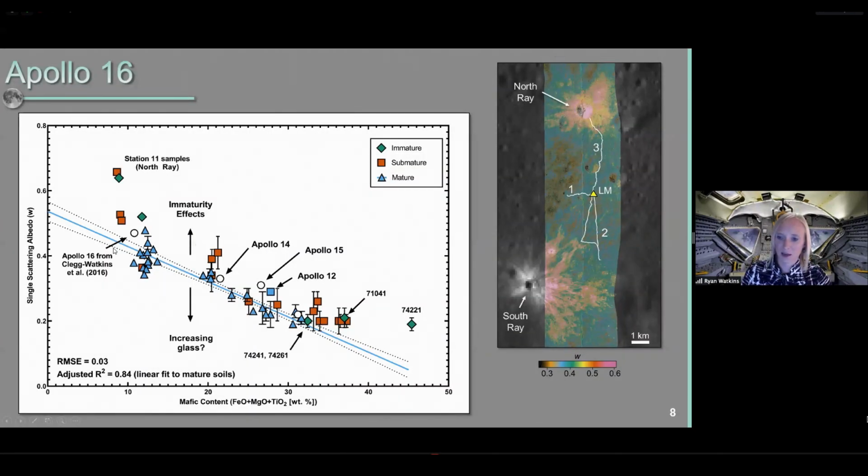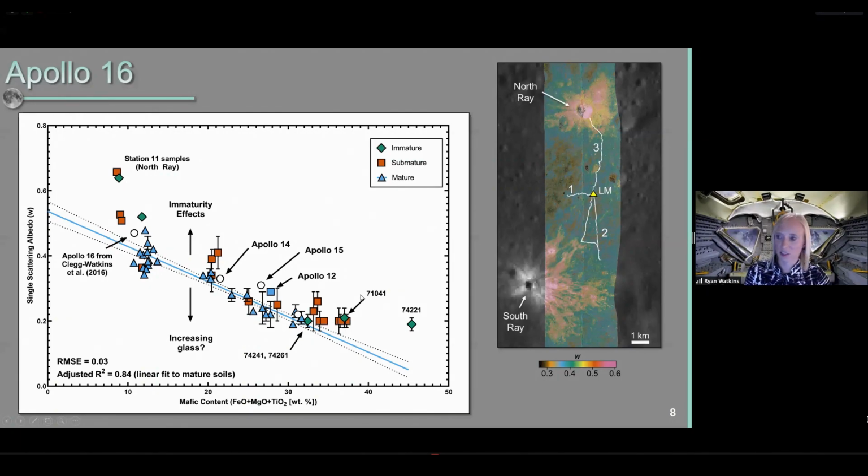So here is the slightly updated plot. The fit has been slightly adjusted and is slightly better. We've begun really constraining this more feldspathic end of the curve. And again, you do see the effects of the immature soils really standing out here. These are samples from North Ray on the immature ejecta.